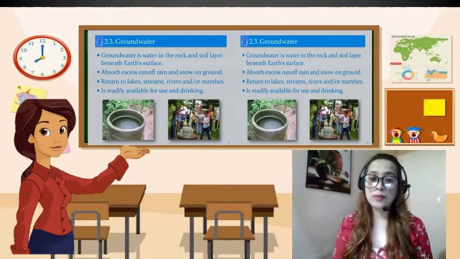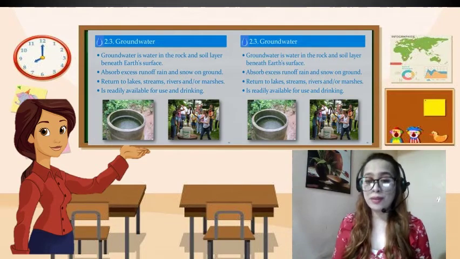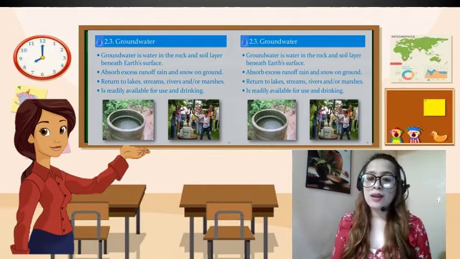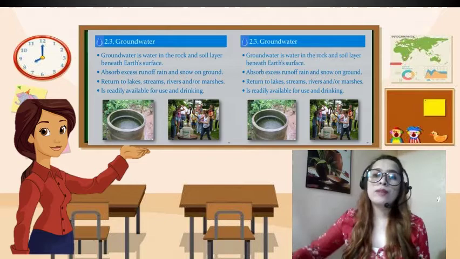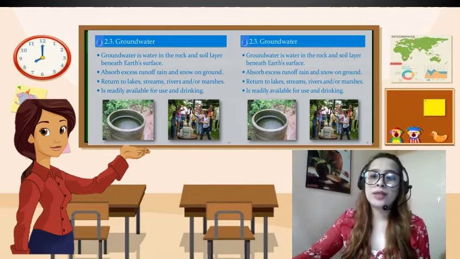The next one is the groundwater. The groundwater is coming from the rock and soil layer beneath the Earth's surface, and this is from the absorbed excess runoff, rain, and snow on the ground, which will eventually return to lakes, streams, rivers, or marshes, and afterwards will be readily available for use.